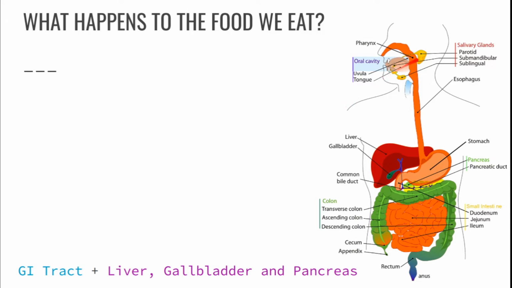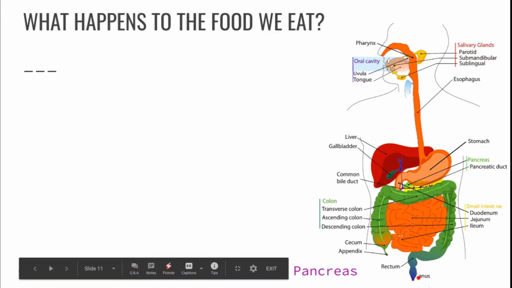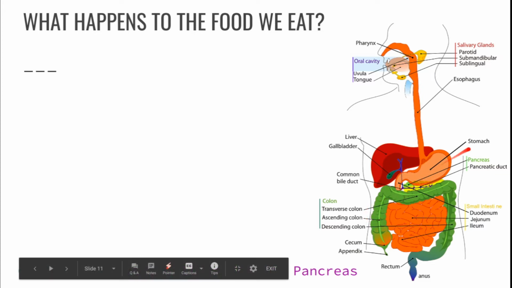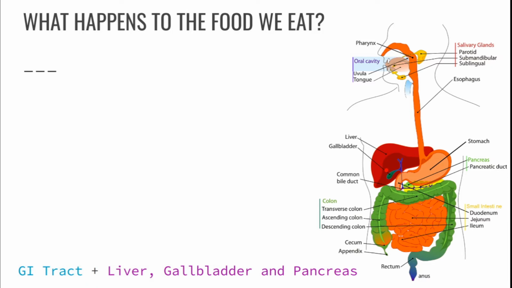So the GI tract starts from the mouth and ends at the anus. So it is a series of hollow organs connected with each other. It starts from the mouth, then we have esophagus, stomach, small intestine, large intestine, and it ends at the anus. All these organs are hollow. And the second part of the digestive system is the liver, gallbladder, and the pancreas.